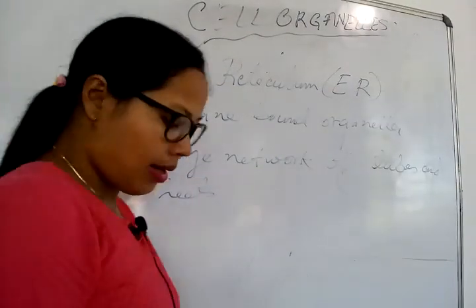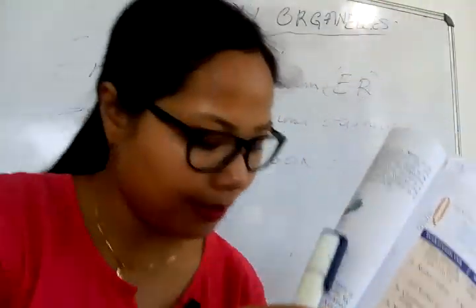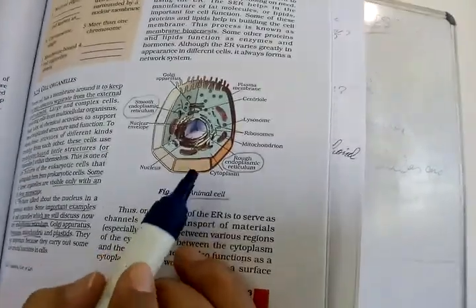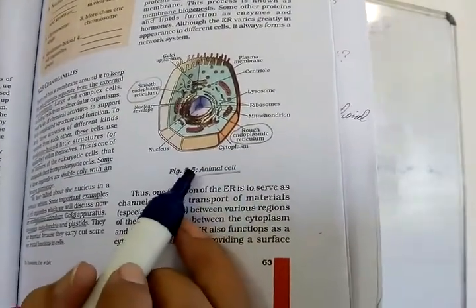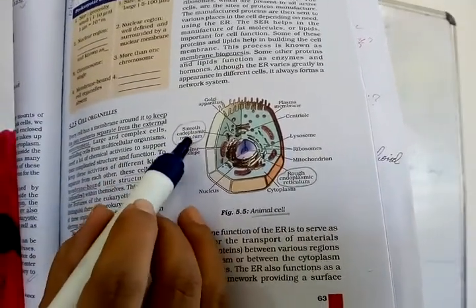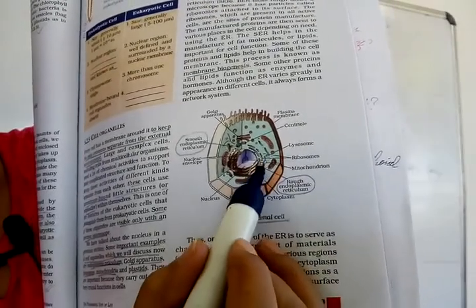So observe the structure here. You should see, observe here, figure number 5.5, animal cells. I have made it round here. This is smooth endoplasmic reticulum and this is rough endoplasmic reticulum.